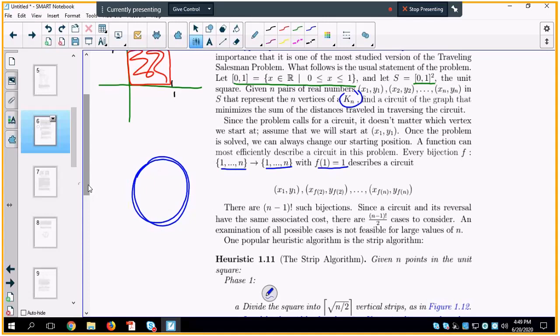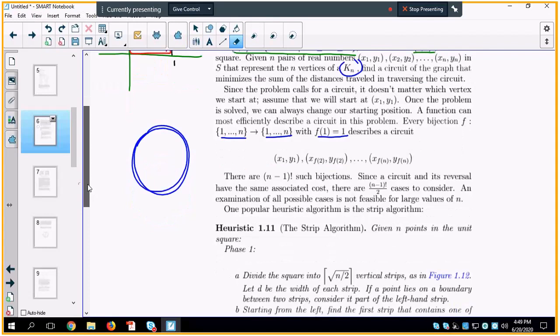So an examination of all these possible cases might not be feasible. Again, might not be feasible for large n. One of the more popular algorithms for doing such a thing is the strip algorithm. And we'll go through it together.